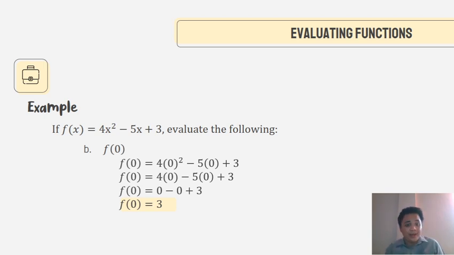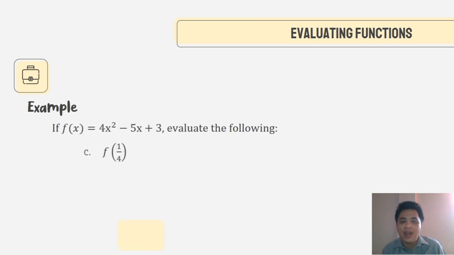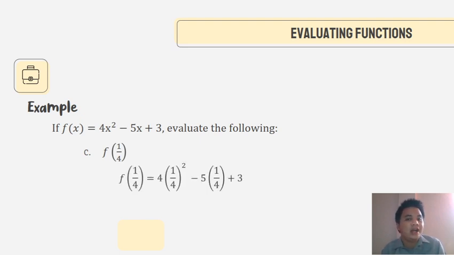For our third example, we have f of 1/4. Ayan, nag-level up tayo. Kanina positive, naging 0. Ngayon, let's have fraction. Paano ba kapag mayroon ng fraction? So, simple lang. Same process. Ang una, substitute. So, we will replace all x by 1/4. So, mangyayari, magiging f of 1/4 is equal to 4 times 1/4 squared minus 5 times 1/4 plus 3.